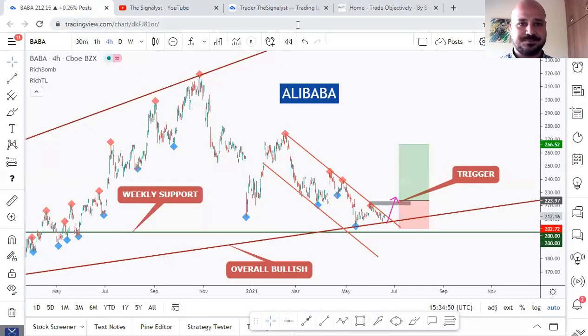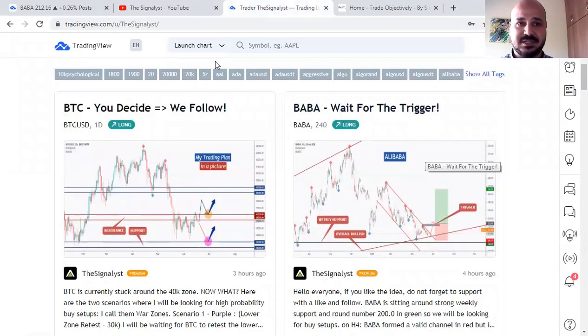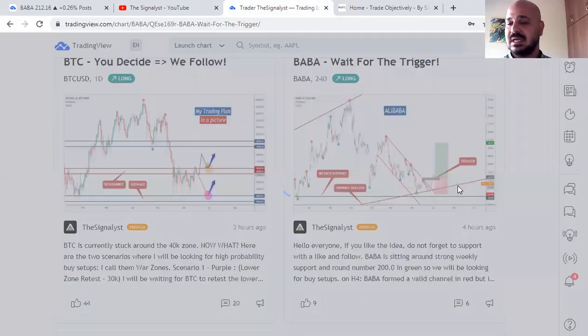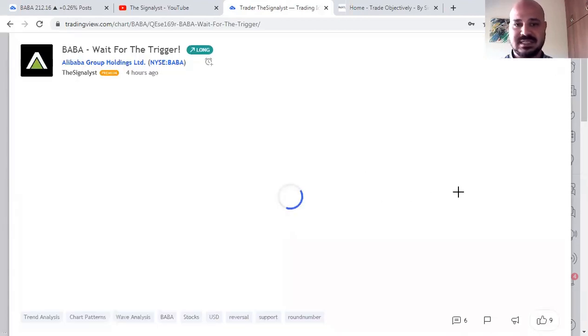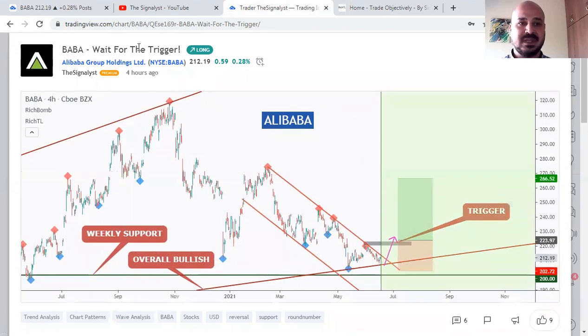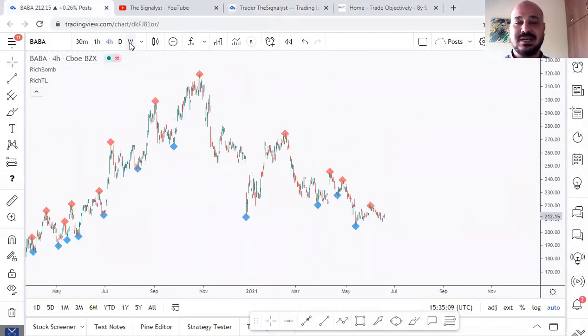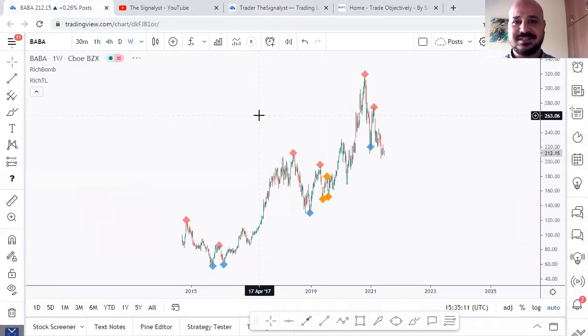So let's get started. As mentioned previously, we'll pick Baba for the session, and we're looking for buy setups, right? I posted this one like 4 hours ago. If you click on play, you can see the price is still around this area. So as usual, let's remove everything and do it together from scratch.